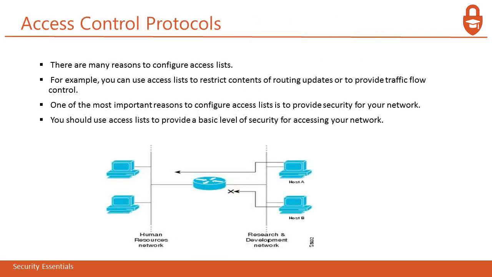Finally, we have access control protocols. There are many reasons to configure an access list. For example, you can use access lists to restrict the contents of routing updates or to provide traffic flow control. One of the most important reasons to configure access lists is to provide security for your network. You should use access lists to provide a basic level of security for accessing your network because it essentially determines who has permission to access the network and who doesn't.